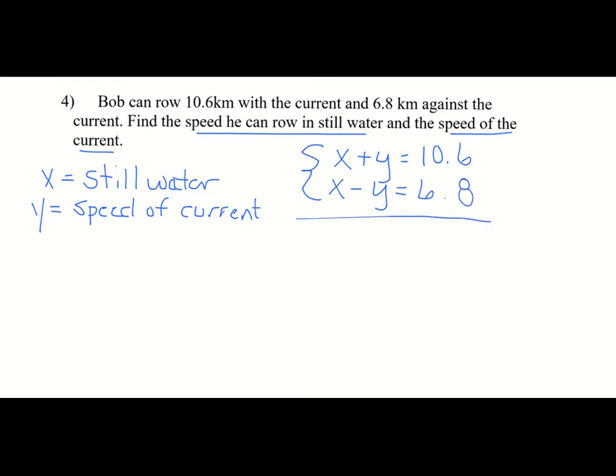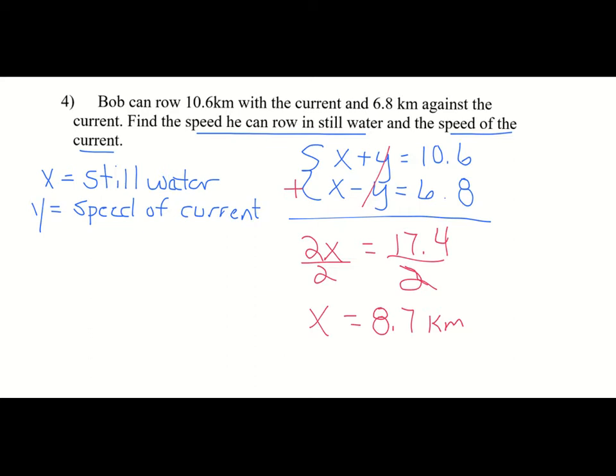And we can do, again, our elimination here because our y's cancel. So we have 2x is equal to 17.4 when we add it together. Divide by 2, so x is going to equal 8.7. That would be the still water, how fast he can row in the still water.